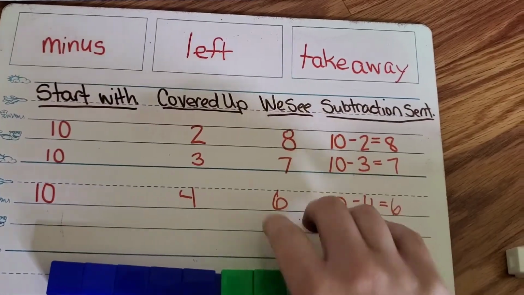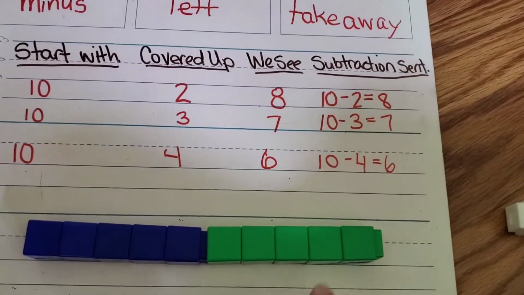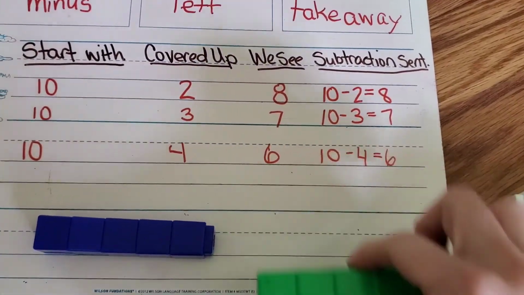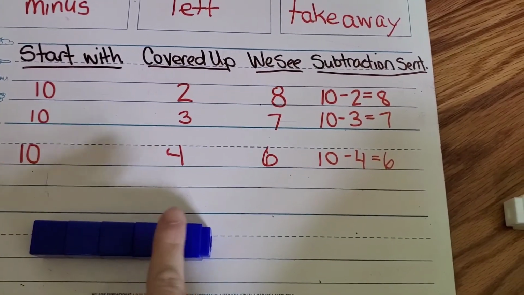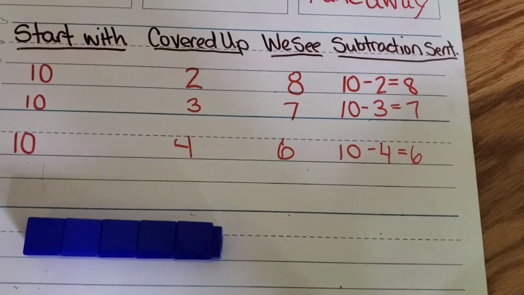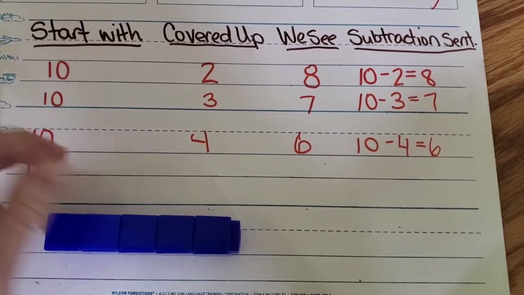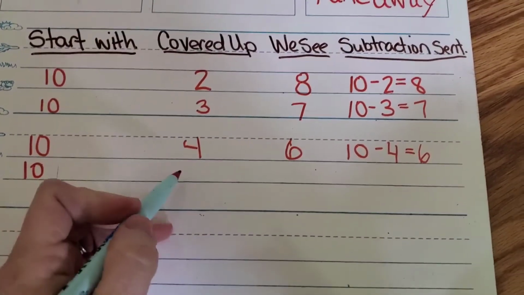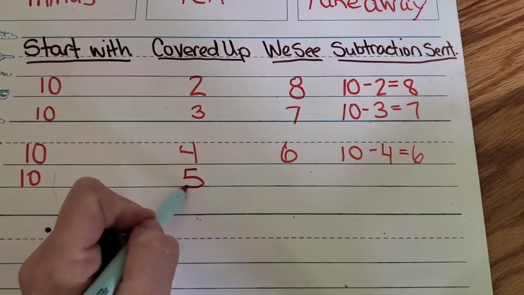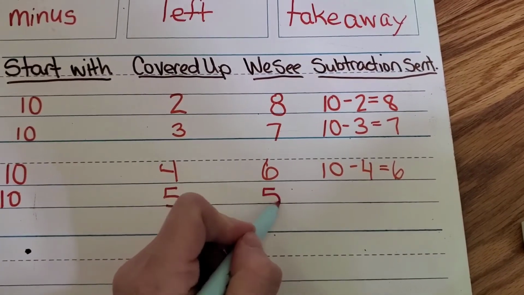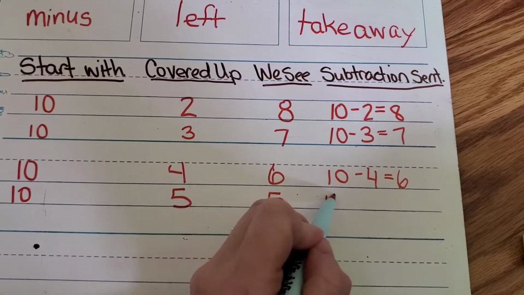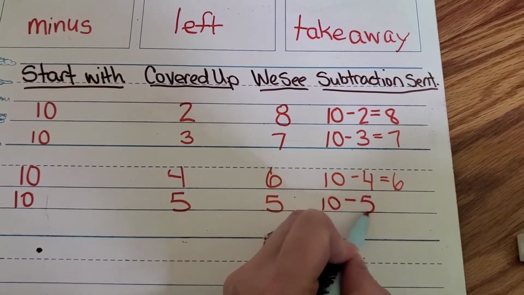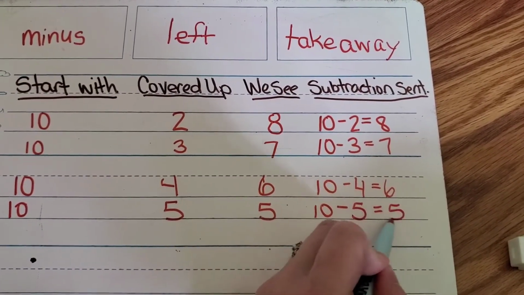Okay, let's try this again. Okay, so I have 10 cookies. There we go. Noah came along and ate 5 of them. How many are left? 1, 2, 3, 4, 5. So I started with 10. 5 were eaten and 5 were left. So my subtraction sentence is what? 10 minus 5 is equal to 5.